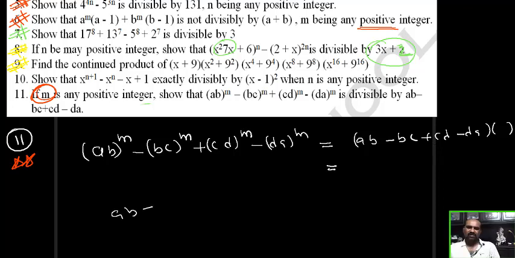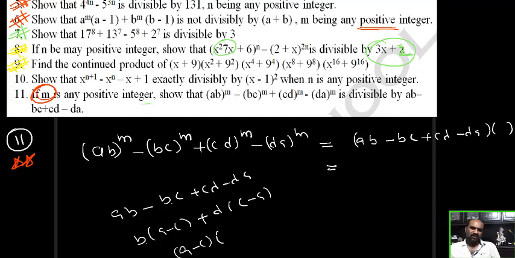ab - bc + cd - da. From these two take b common, a - c we will get. From these two take d common, c - a we will get. Take a - c common totally, here b. Observe now, a - c, c - a, reverse is done. If you take reverse, you will get b - d. So what is the meaning of that? It is enough to prove that the expression is equal to (a - c) into (b - d) into some polynomial. That is my plan.